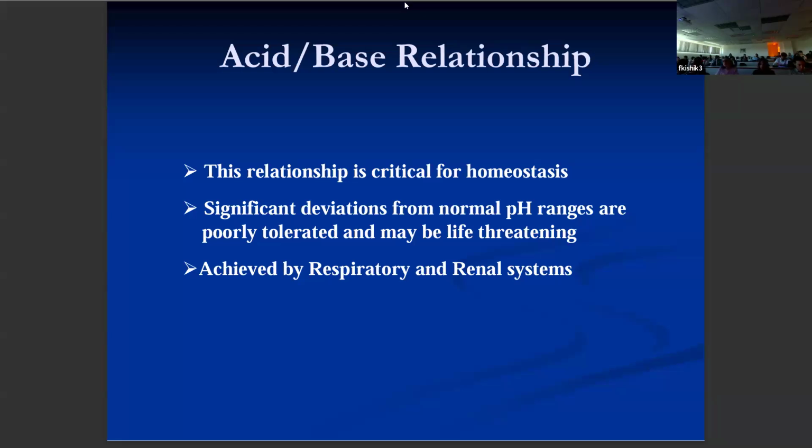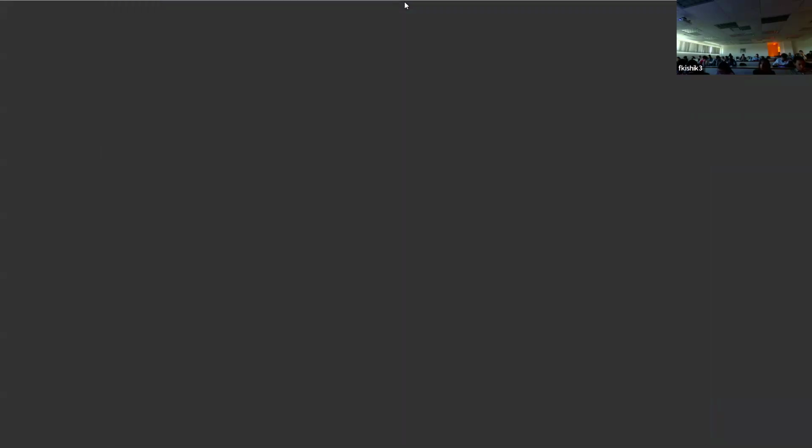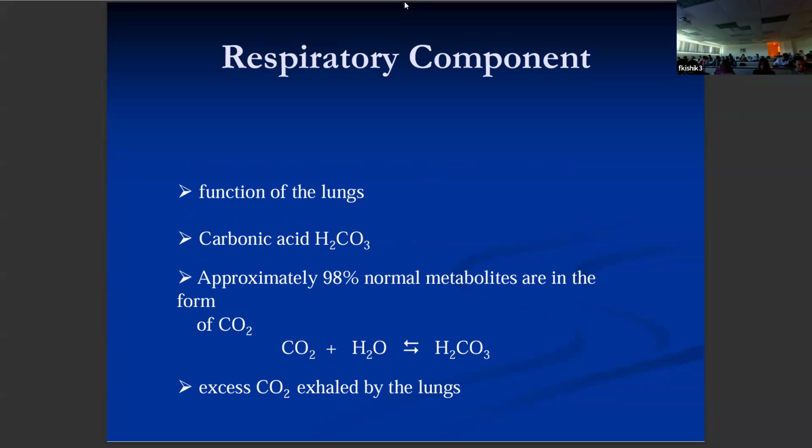So when we're talking about the acid-base relationship, we're focusing on 2 functions right now: the respiratory system and the renal system. Okay. So we have 2 buffers, carbonic acid and base bicarbonate. These are linked to the respiratory system. You have to look at this slide and say, what's going on here? What this is saying is that you have bicarb, which is a buffer. We know that bicarb is a buffer, right? So it tries to equalize things. It'll make you more alkalotic, and without it, you get acidotic.